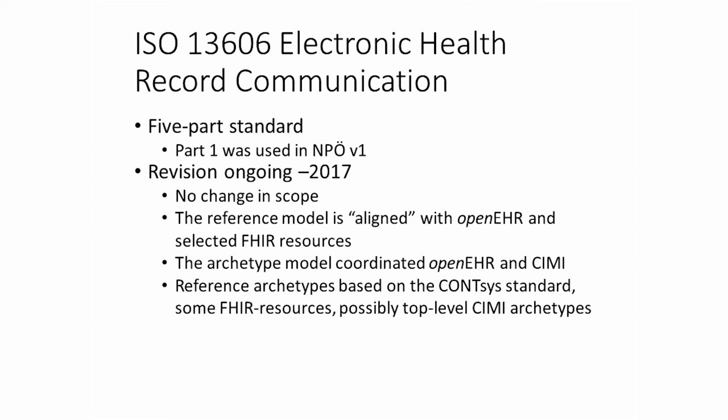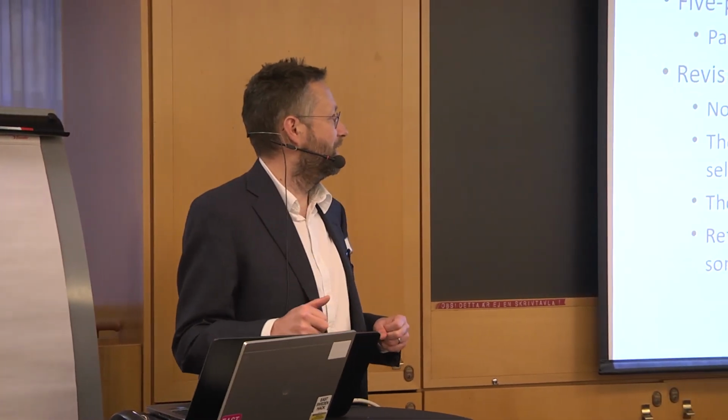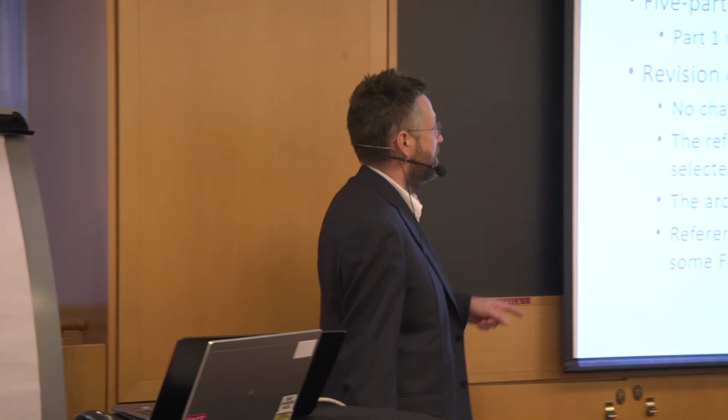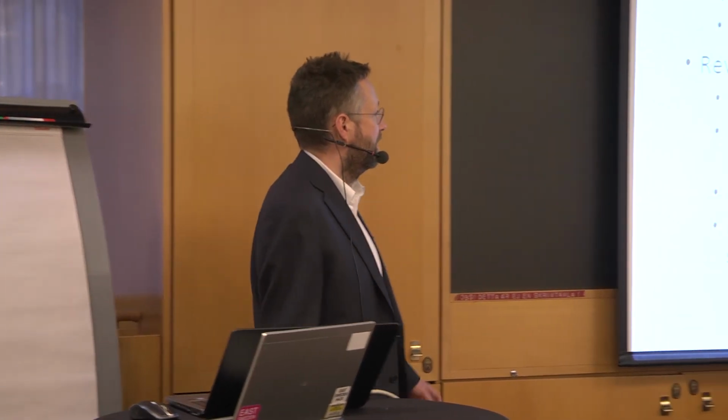There will not be any change in scope, so these 5 parts will remain with basically unchanged scope. The reference model part, part 1, the thing that was used in NPÖ, will be "aligned". I put that in quotation marks because I don't know what aligned means, as it could mean so many different things. It should be aligned with OpenAir and some selected FHIR resources. That's the idea, at least. Let's see what happens.